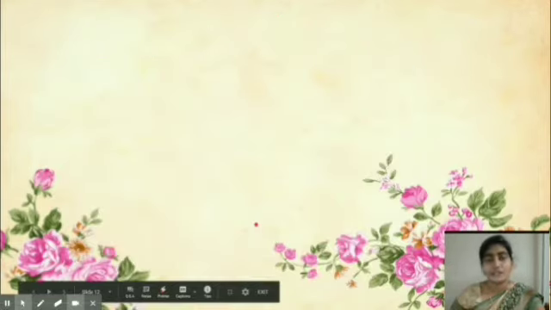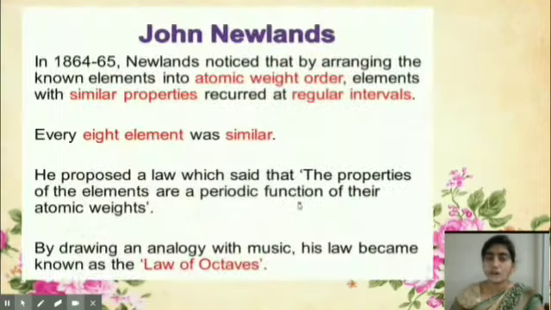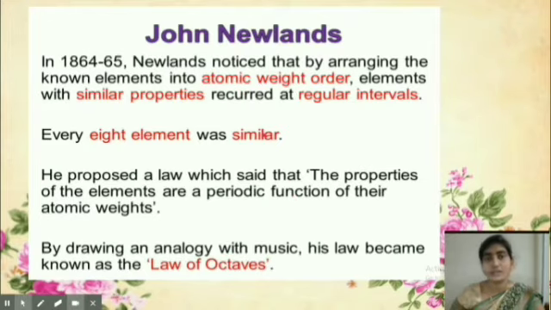That is Newlands' law of octaves. John Newlands followed the order of increasing atomic masses to arrange the elements. In 1864 to 65, he noticed that by arranging the known elements in atomic weight order, elements with similar properties recurred at regular intervals. Every eighth element had properties similar to those of the first. For example, the properties of lithium and sodium were found to be the same.